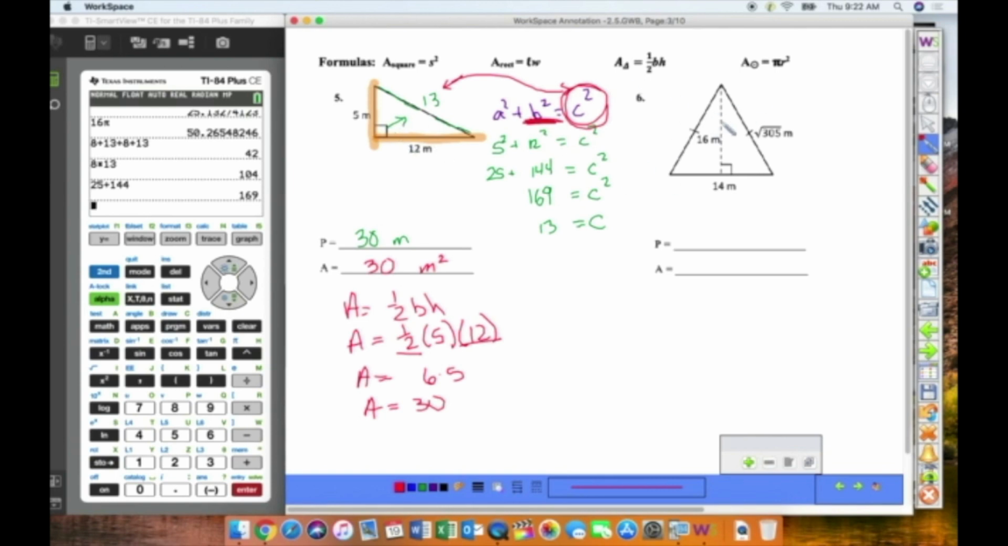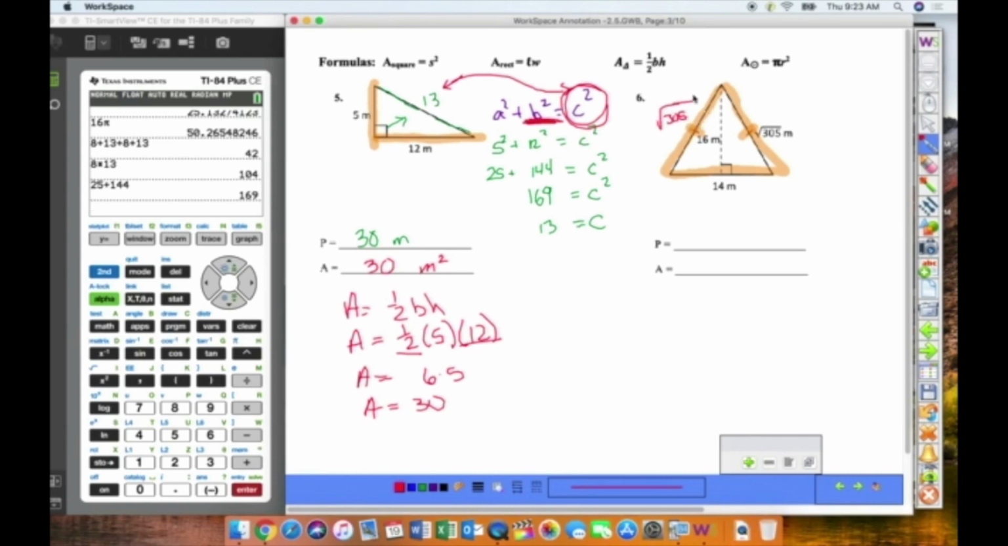And finally, the last one of these simple guys is perimeter and area. Here we've got ourselves a beautiful isosceles triangle. You see that with the tick marks. So to find the perimeter, we're in good shape. If this is the square root of 305, then so is this. It's the square root of 305. That's what the tick marks mean.